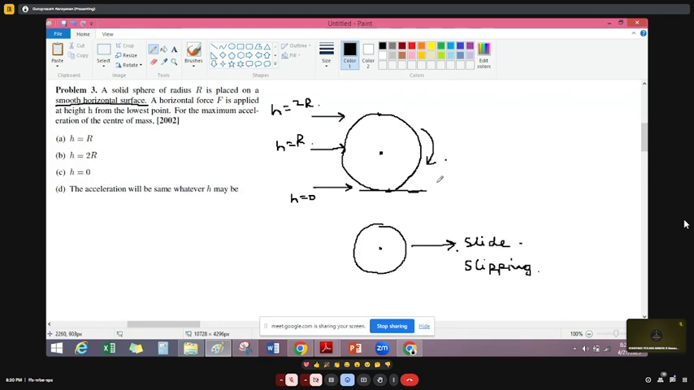It has to slide. So since it has to slide, it doesn't matter where you apply the force, right? Whether you apply it here or here or here, it's going to slide down. If it was rolling, then this will have an effect. So I would say the acceleration will be the same, whatever h may be. So for now, understand the basic concept of rolling, right? So you should have friction for rolling, otherwise rolling will not happen.